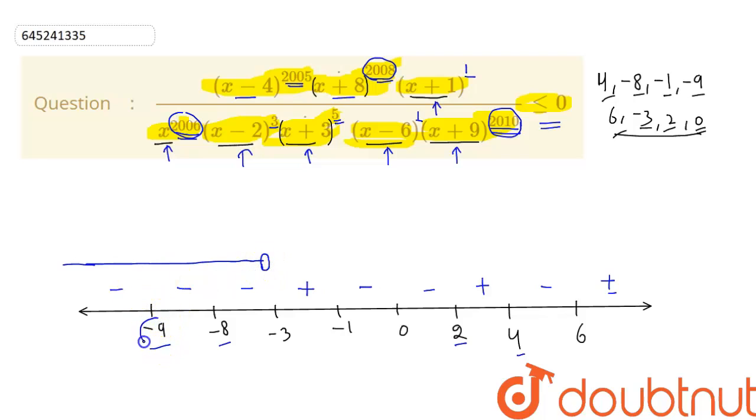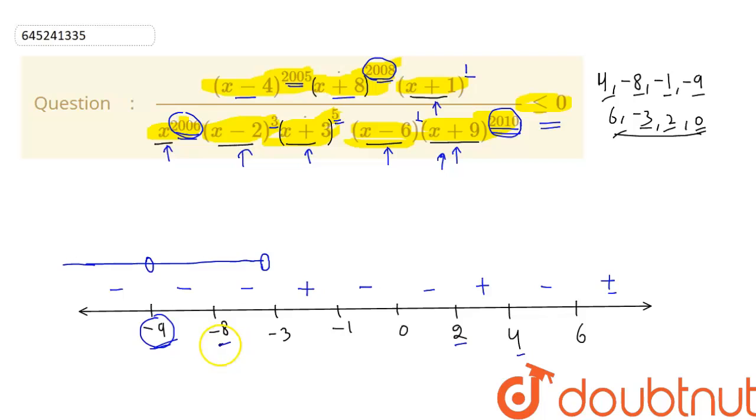But let us check at x is equals to minus 9. So if we put x is equals to minus 9 here in this expression, then we get the minus 9 plus 9, that is 0 in the denominator, which is not permissible. So here we exclude this x is equals to minus 9. So here we have an open interval.